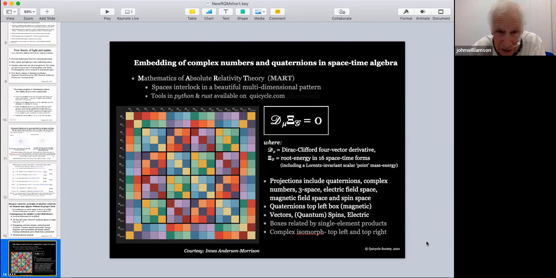Okay, what happens in the boxes from there? So we can have a look here. That's the first box. The quaternions are in the top left box, and that's the direction of the magnetic field. And then the next boxes, these are the vectors, and these are the quantum spins, and these are the electric fields. Sorry: magnetic field, electric field, quantum spin, and the vectors. And of course, these repeat, because for any one of those lines, every single element appears. It exhausts all elements in any row or column.